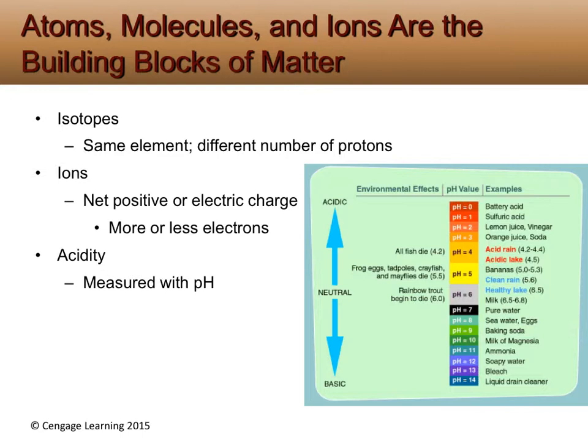Isotopes are something we'll really talk about when we do carbon dating and nuclear energy. Isotopes are the same element, different numbers of neutrons. It should say neutrons here, not protons. Sorry about that mistake. They differ in number of neutrons. Ions have a net positive or negative electric charge. What happens is when an atom, in order to become chemically stable, gains or loses electrons, it becomes an ion.